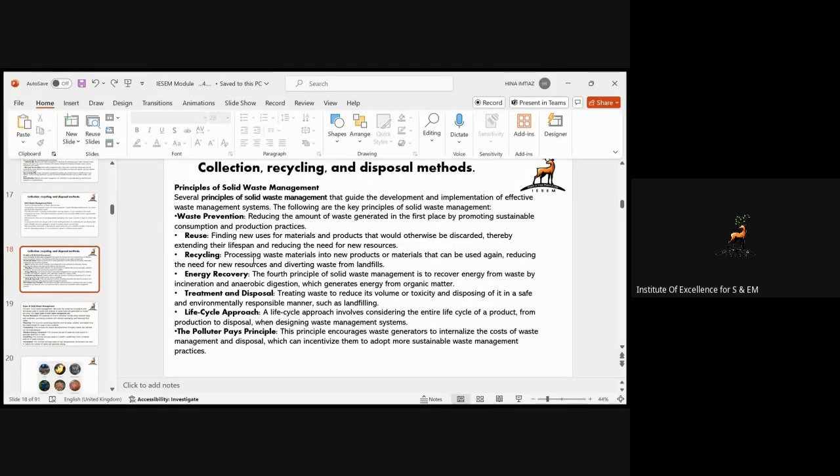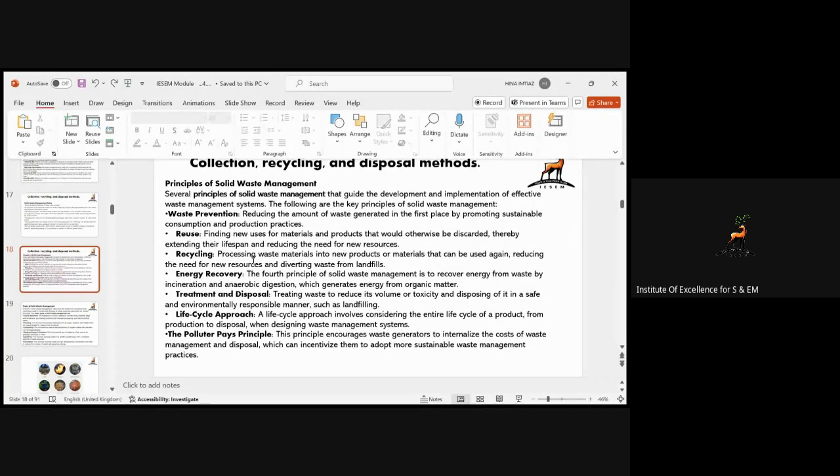And the second one is reuse, finding new uses for materials and products that would otherwise be discarded, thereby extending their lifespan and reducing the need for new resources. So, can anybody give me an example of how we can reuse any type of solid waste? Which type of item can we reuse in our house or at the industrial level?